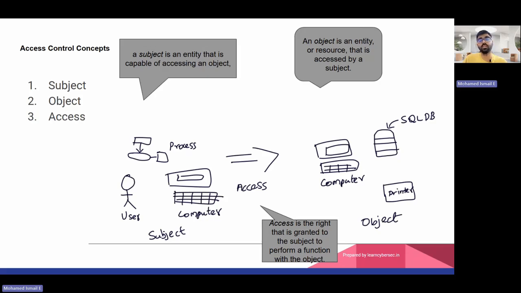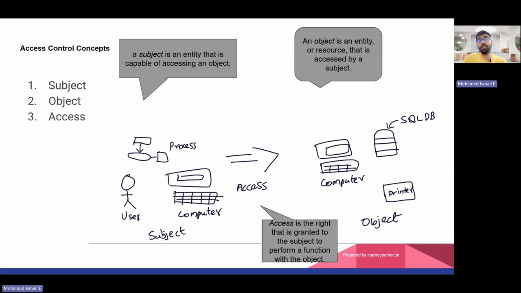Before going to access control concepts, you must understand what is subject, what is object, what is access. Subject is the one requesting the access. This could be users, computer, or program, or a process. For example, as a user, I want to access gmail.com. Then the user is the subject, gmail.com is the object, and the moment you are authenticating, you are getting the necessary permission to access Gmail, which is the access.